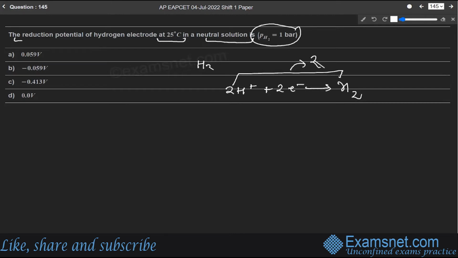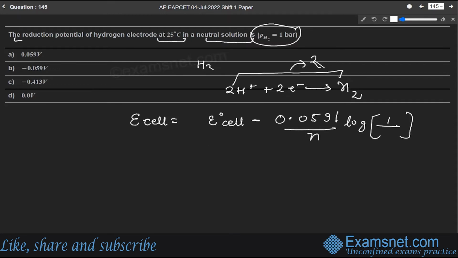So what is the Nernst equation formula? EMF of cell equals E naught of the cell minus 0.0591 divided by n, log of product concentration divided by reactant concentration. So P by R, I'm writing.